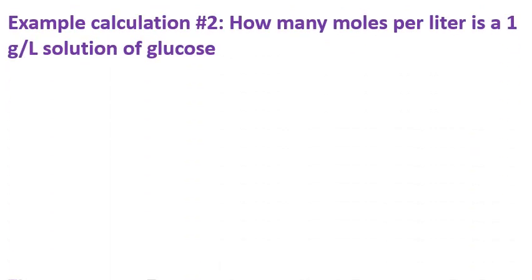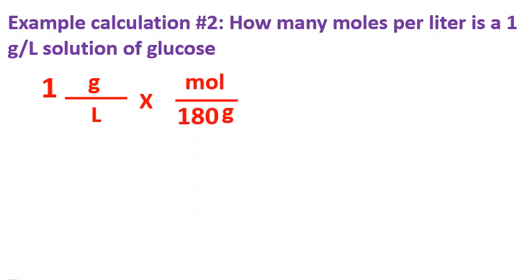Let's do another example calculation. How many moles per liter is a 1 gram per liter solution of glucose? Now I'm given the concentration in mass units per liter, and I need to convert over into a molar concentration. Okay, so this was given. The concentration of glucose is 1 gram per liter.